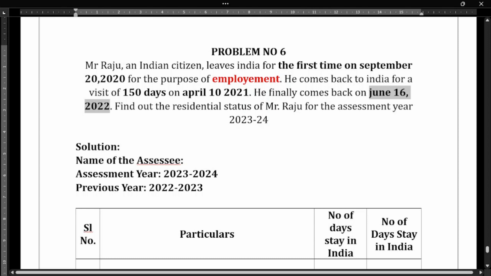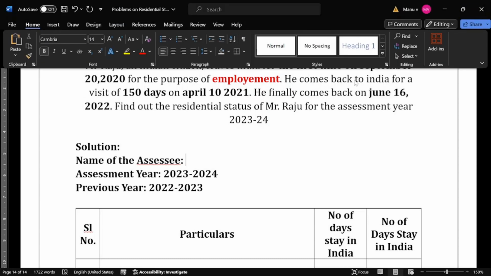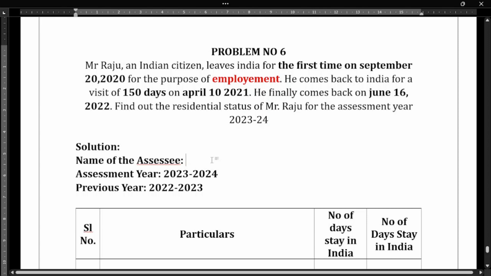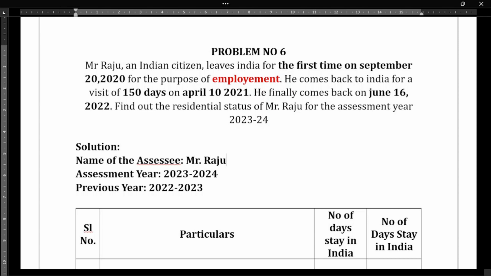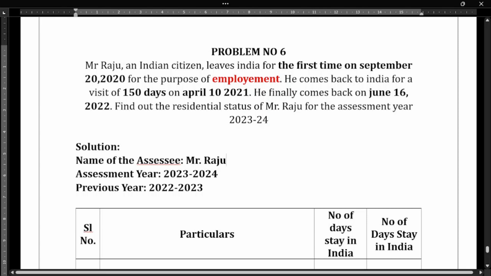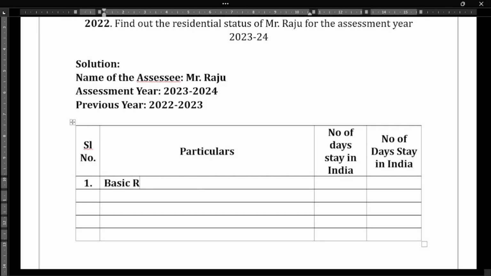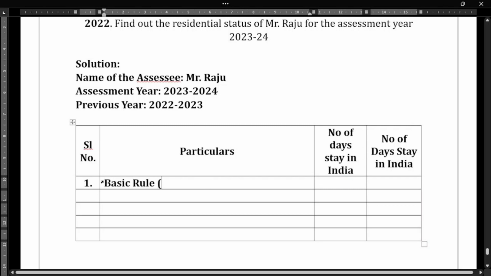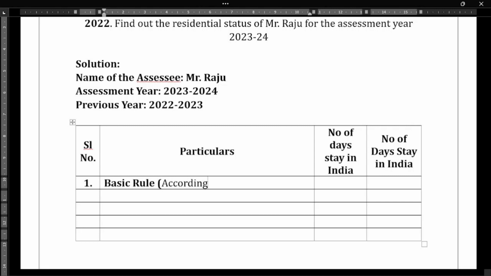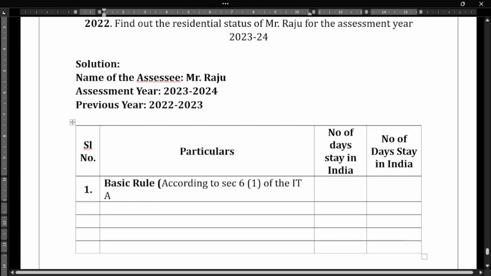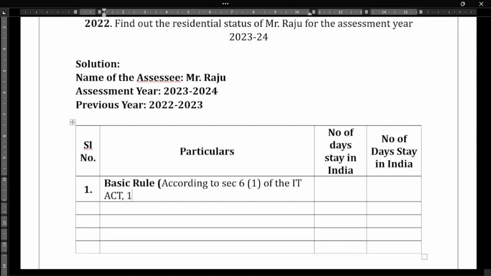Now we have to find out the residential status. First, always we need to write the name of the assessee. The name of the assessee is Mr. Raju. Assessment year is 2023-24 and the previous year is 2022-23. First, always we need to apply the basic rule, which is according to section 6 subsection 1 of the IT Act of 1961.